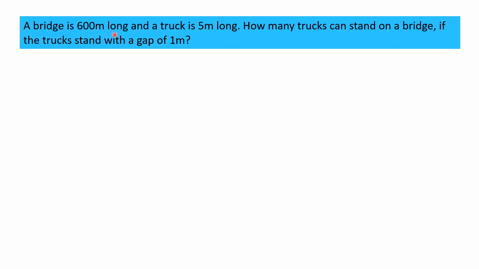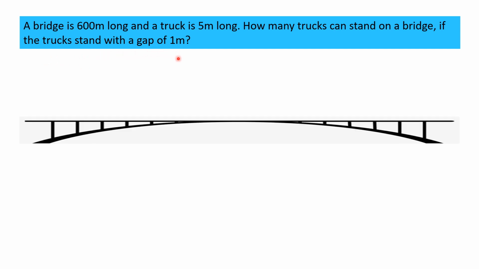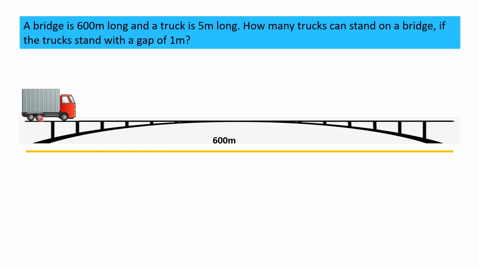A bridge is 600 meter long and a truck is 5 meter long. How many trucks can stand on a bridge if the trucks stand with a gap of 1 meter? This is a bridge and it is 600 meter long. And this is a truck and it is 5 meter long. Like this, there are many trucks standing on the bridge. But the trucks are standing with a gap of 1 meter. It means the gap between the two trucks is 1 meter.